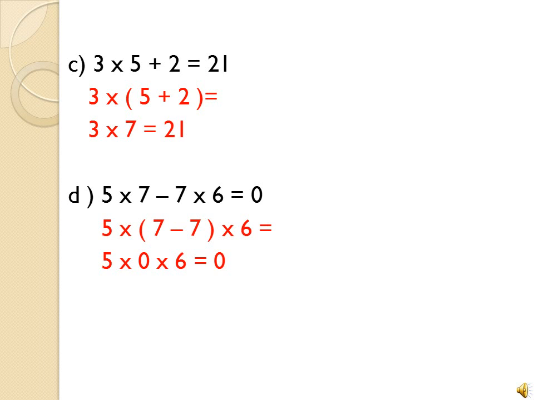So 7 minus 7 equal to 0. 0 times 5 times 6 also equal to 0. If you try to put the parentheses between 5 and 7, the answer won't be 0, and try putting them between 7 and 6 too, it won't give 0. So the appropriate place for the parentheses is between 7 and 7 in order to obtain the answer 0.